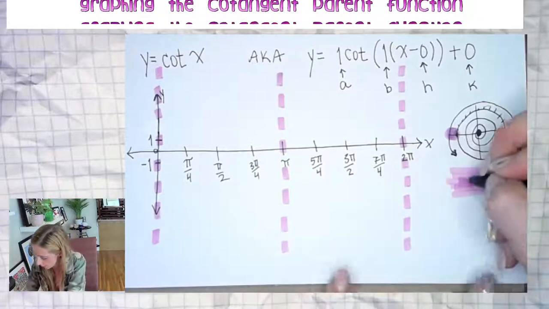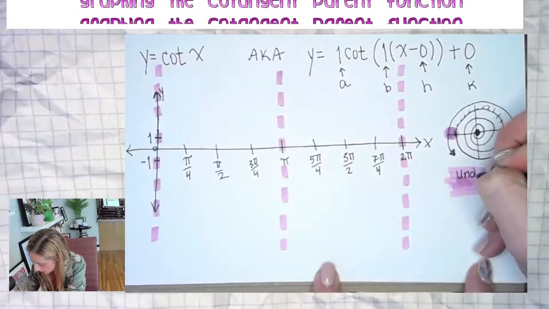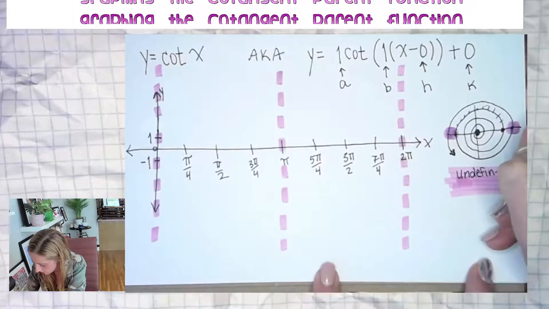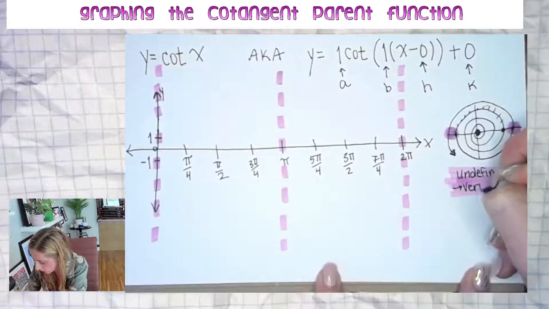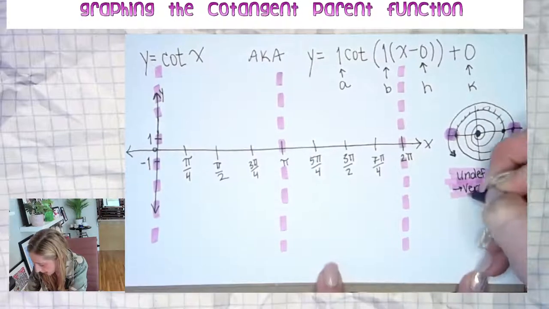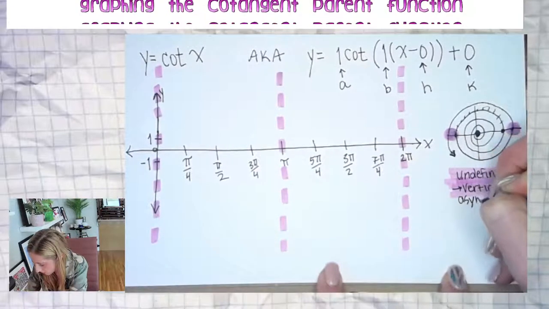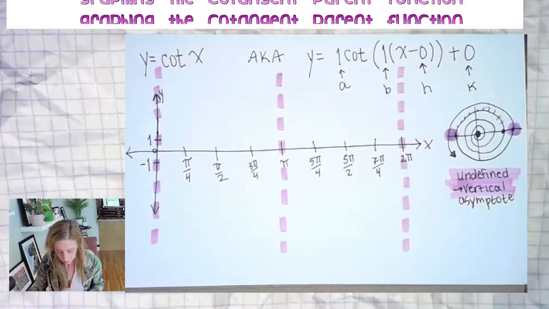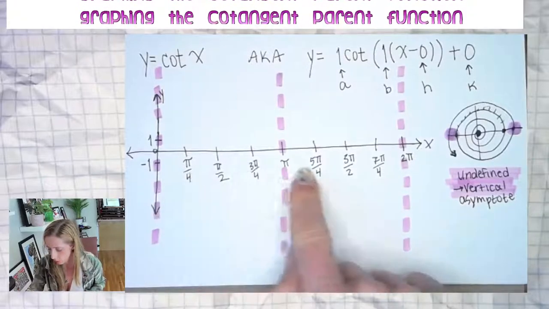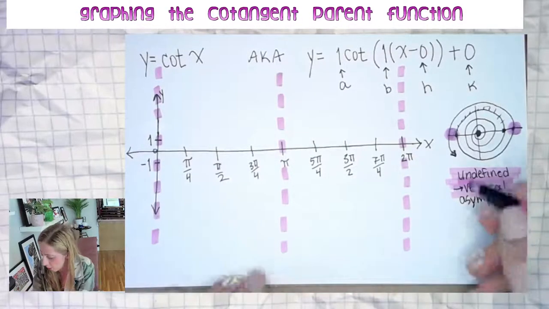All right, so then I'm just going to mark this. I'm going to say that meant undefined, which translates graphically into a vertical asymptote. Okay, there we go.